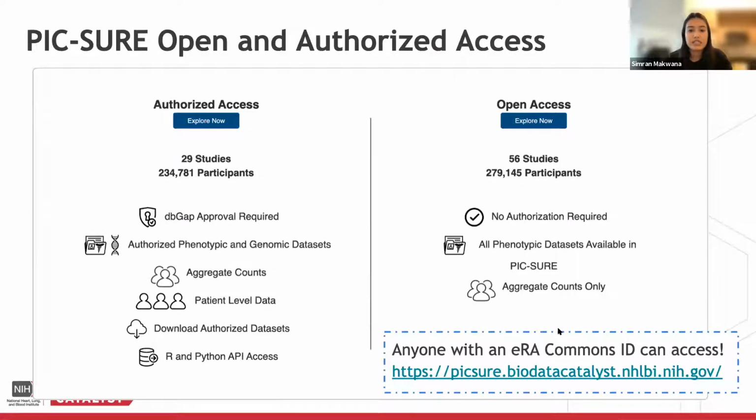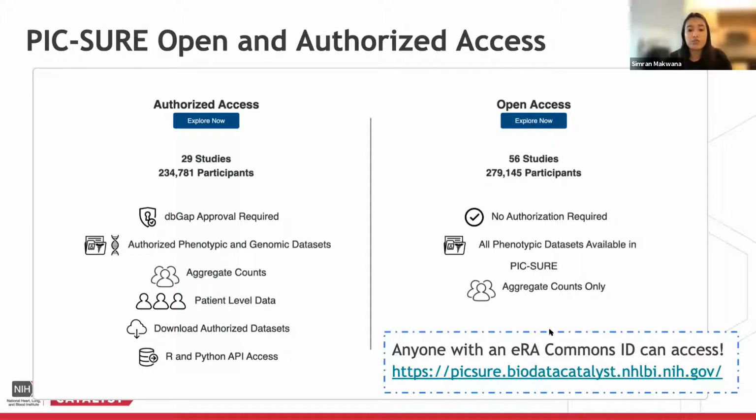PIC-SURE provides access to data in 2 different ways, open access and authorized access. PIC-SURE Open Access is available for anyone with an ERA Commons ID to log in and explore aggregate counts of phenotypic data sets. So anyone on this call right now with an ERA Commons ID could log into PIC-SURE while I'm presenting and explore data with PIC-SURE Open Access.